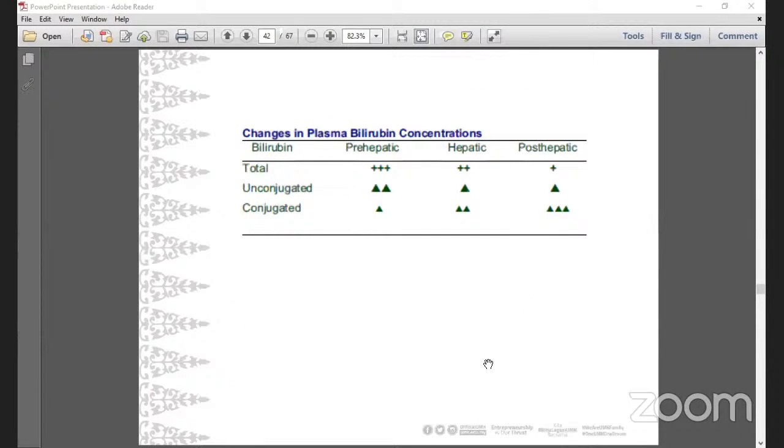Okay, the slide just shows you the changes in the plasma bilirubin concentration between the pre-hepatic, hepatic, and also the post-hepatic types. In the case of pre-hepatic, we can observe high bilirubinemia, especially due to the unconjugated bilirubin. And for the hepatic type, due to the conjugated bilirubin. Meanwhile, post-hepatic jaundice is always associated with high conjugated bilirubin compared to unconjugated.